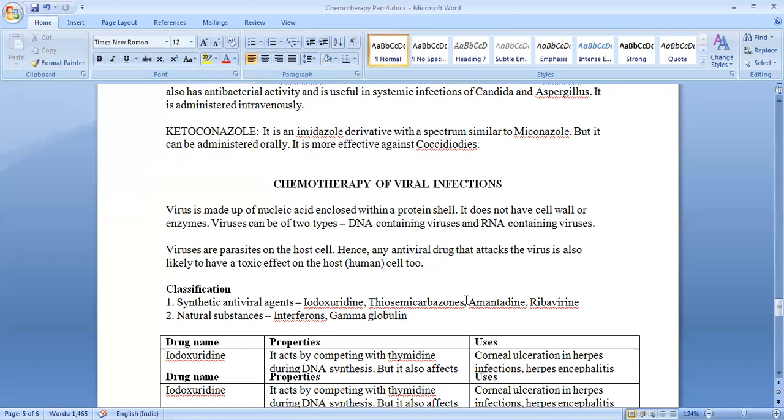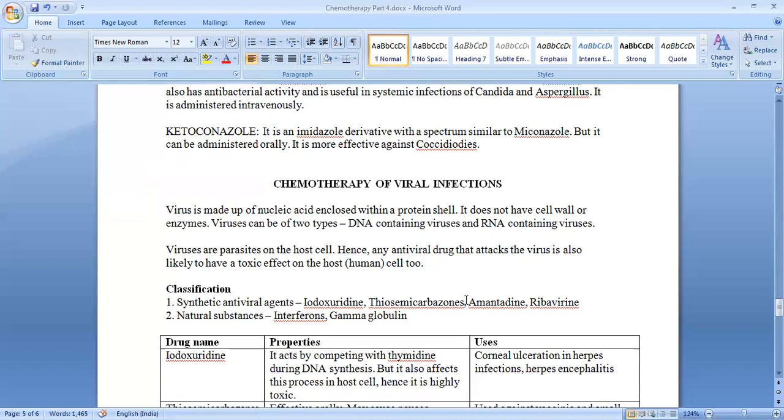Even you may be aware that recently during the COVID pandemic, there were certain molecules which were being used against the COVID virus, right? Against the coronavirus.